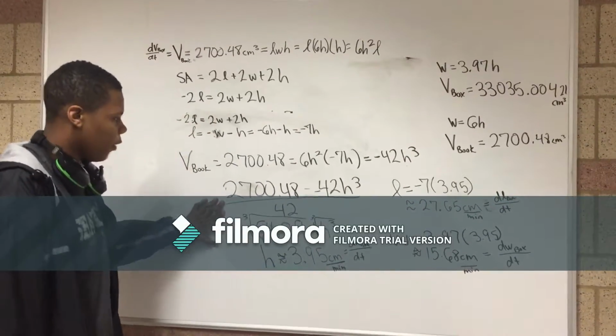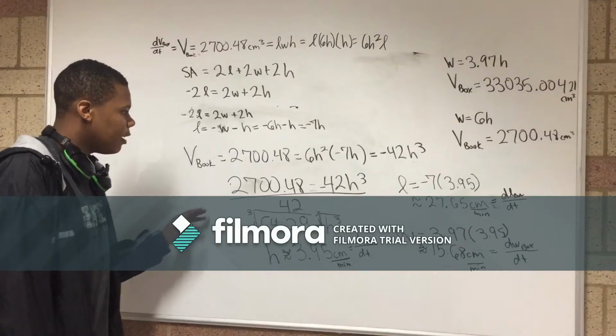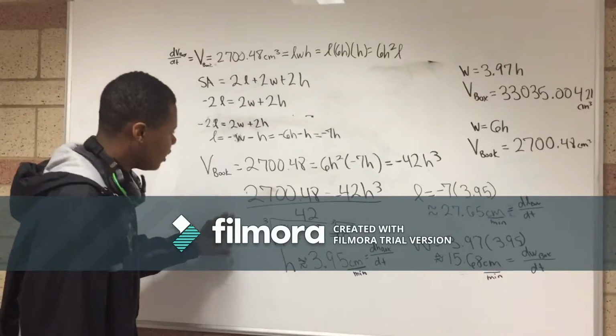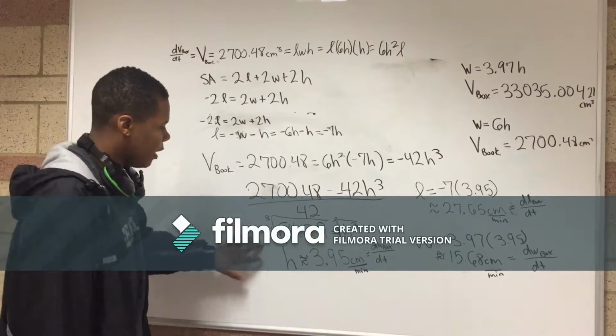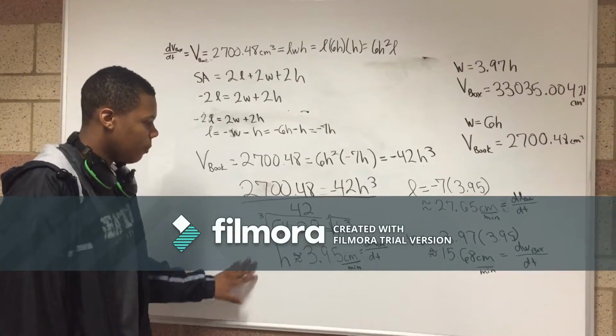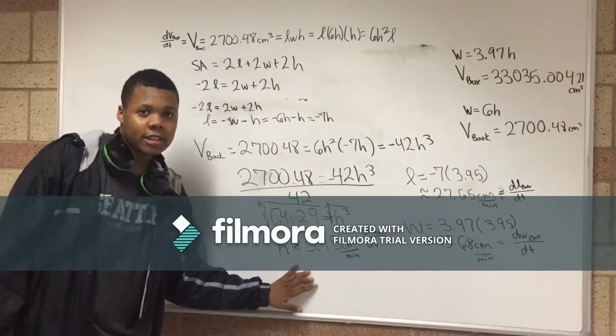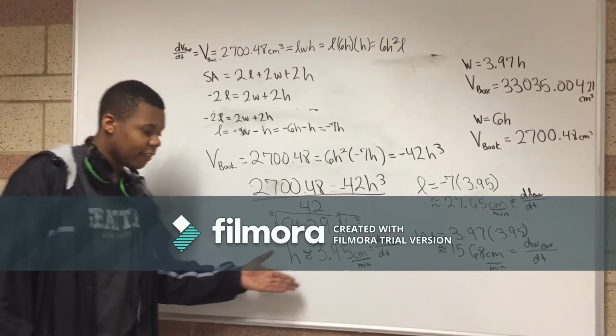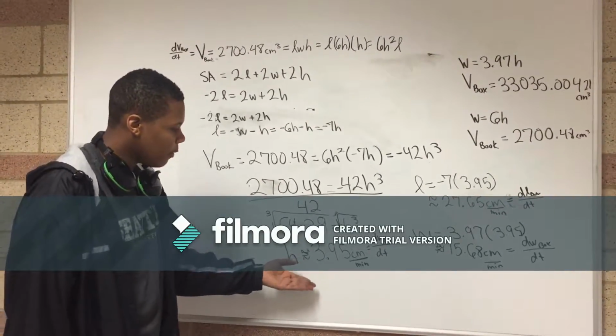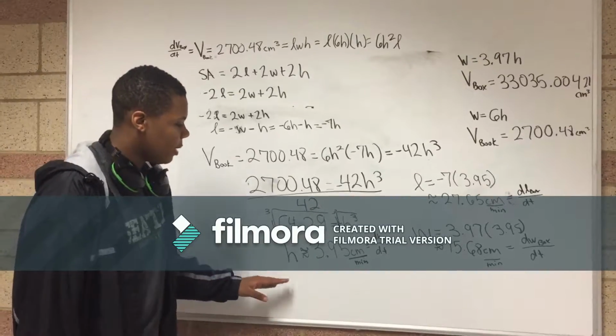We can then solve for H by dividing 2700.48 by 42, and we get 64.29, which we then take the cube root of on both sides, and we get 3.95. It would be negative, but since the dimensions can't be in negative centimeters, we just round it to positive, and the height is going to be equal to 3.95.